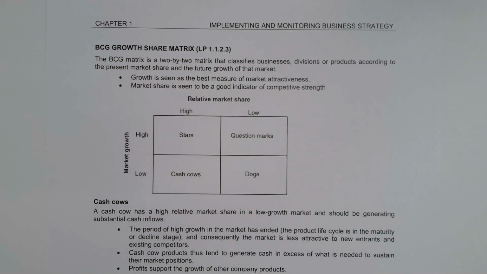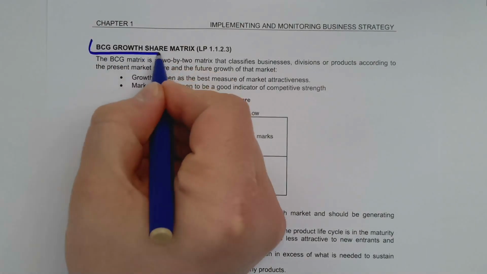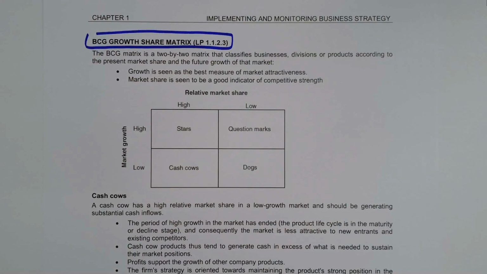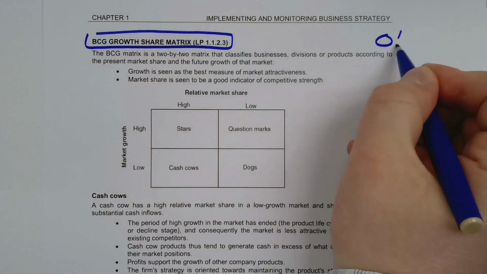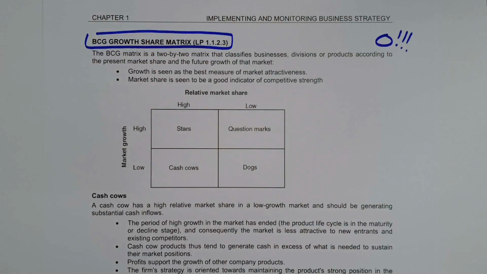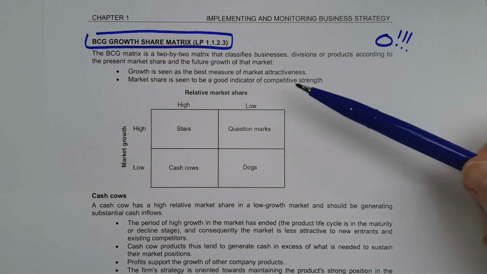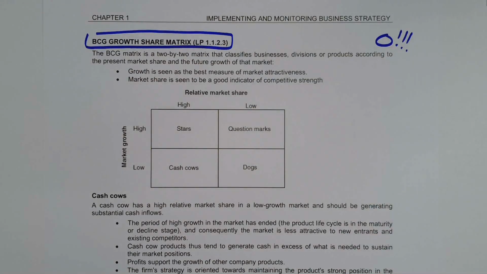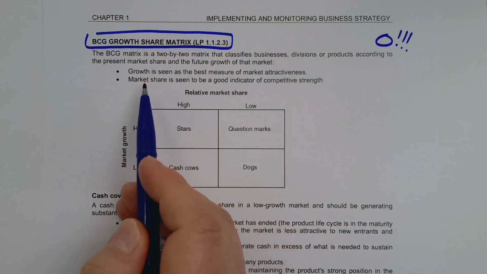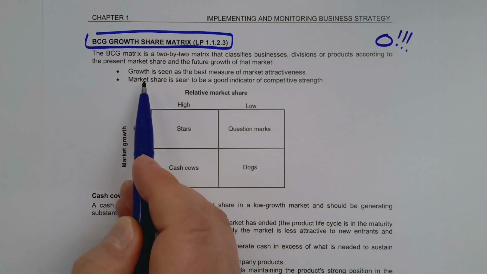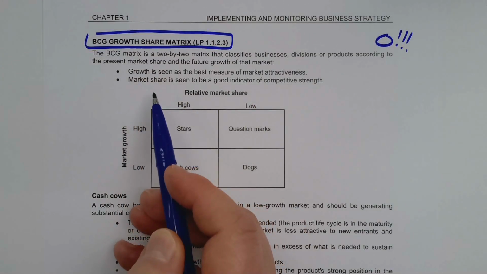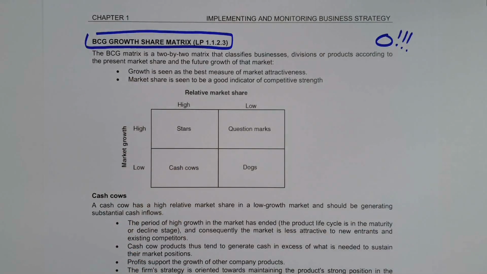So this model here, it's never been tested. You guys could be the first ones to get a question on the BCG. Look, you can see no questions just here. What does this one do? Well, this helps us classify businesses, divisions and products according to the market share and the future growth. So BCG, the Boston Consulting Group, they said growth is seen as the best measure of market attractiveness and market share. This is a good indicator of competitive strength.